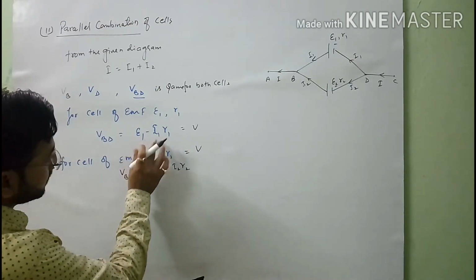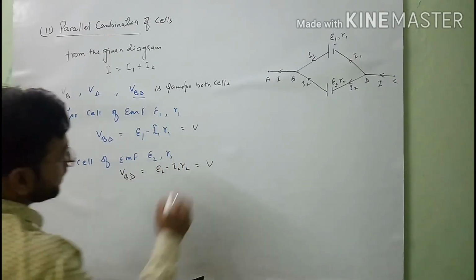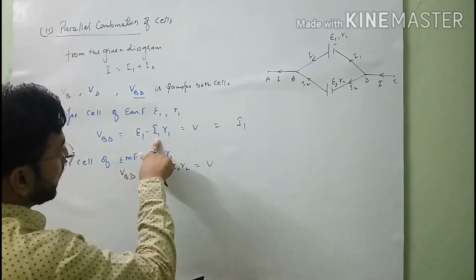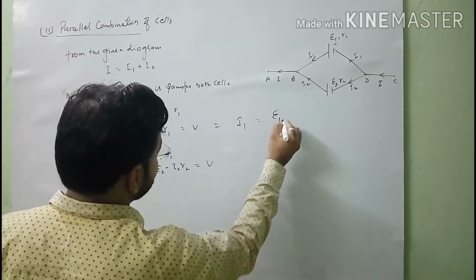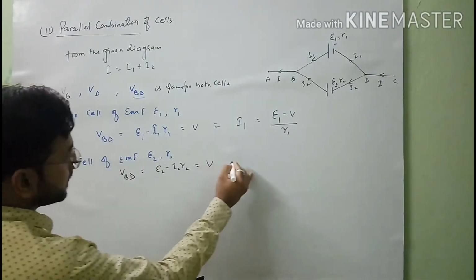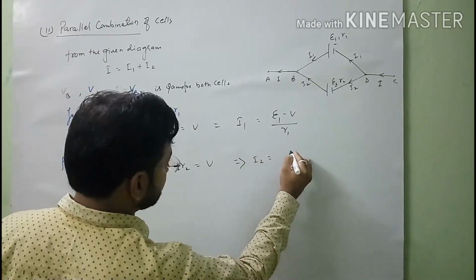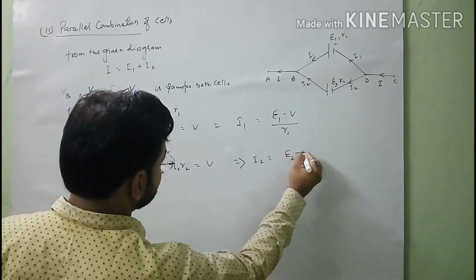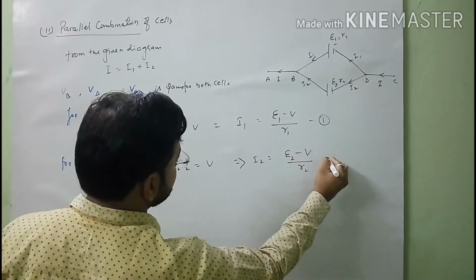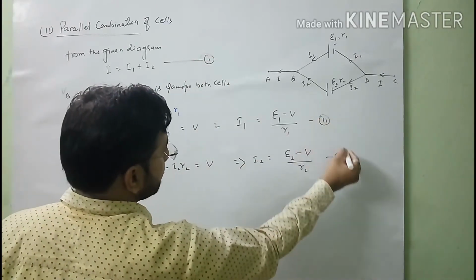So therefore we can write one thing from these two equations. If I am writing this equal to V and this also equal to V, then I will write the I1 value from this equation: I1 is equal to epsilon 1 minus V over R1. Clear, student? Similarly from here I will write I2 is equal to epsilon 2 minus V over R2. Now this one is our first equation, and this is second and third.